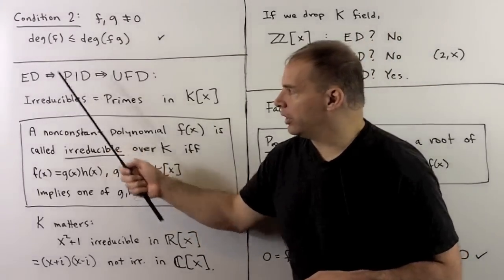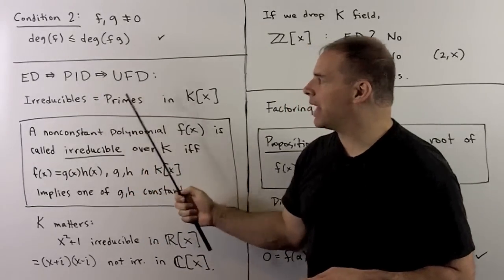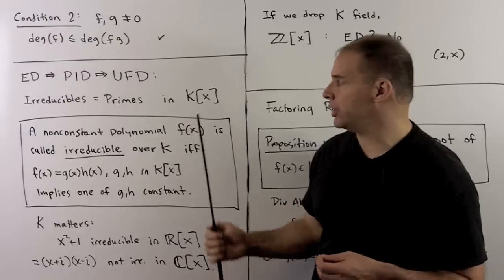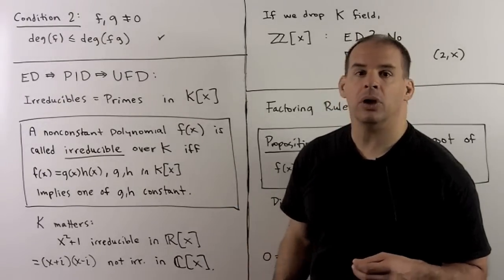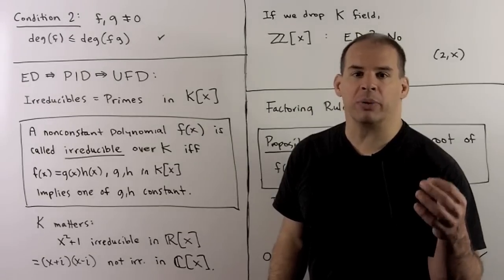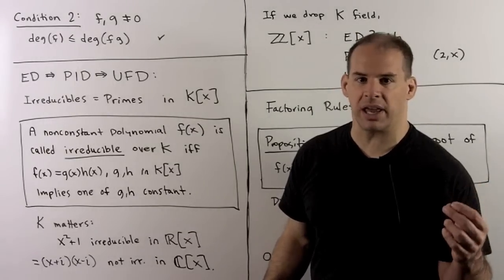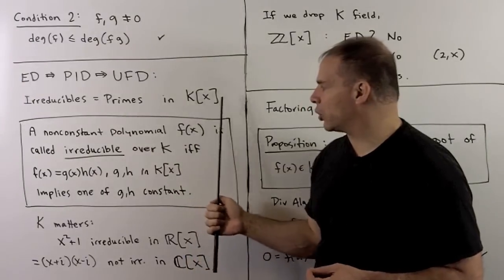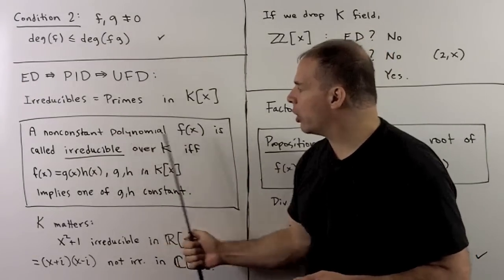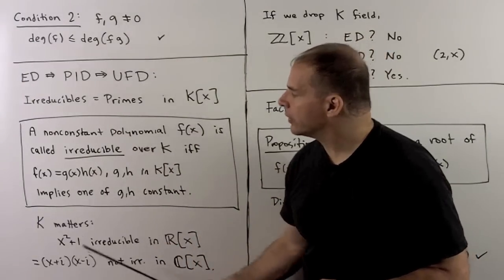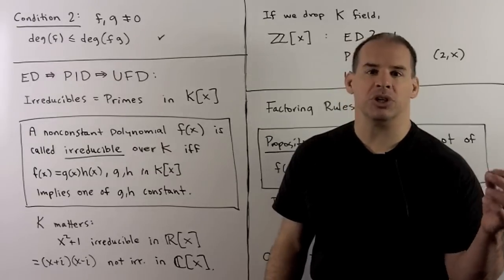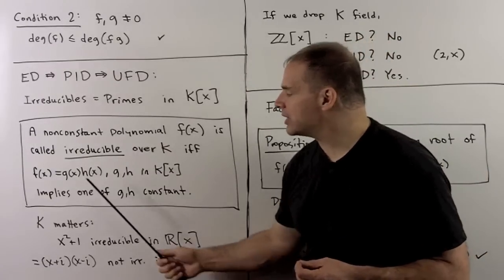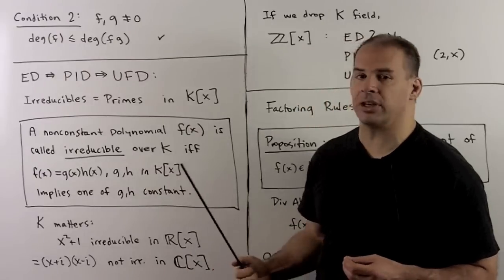Now, Euclidean domain implies PID implies UFD. What about whether the irreducibles and primes are the same in K adjoin X? We have another notion of irreducible for polynomials, which isn't quite the same. So, a non-constant polynomial f(x) in K adjoin X is called irreducible over K if and only if, whenever f(x) is equal to g(x) h(x), with g and h in K adjoin X, then we must have that one of g or h is a constant.